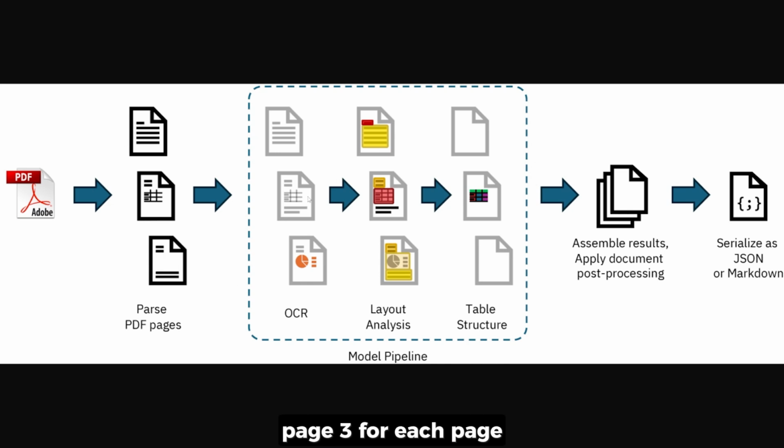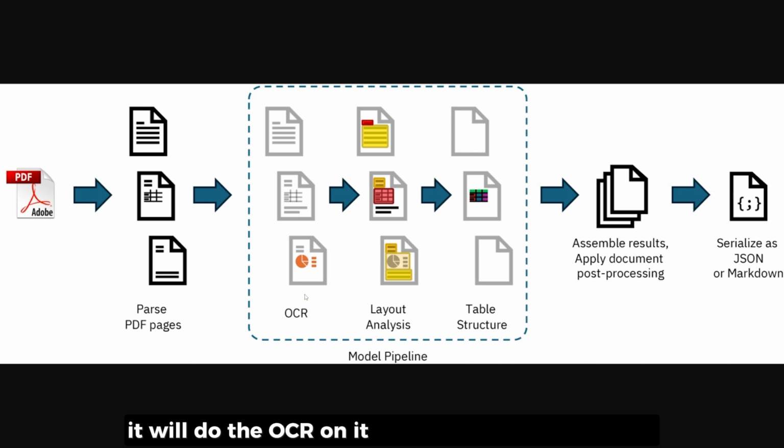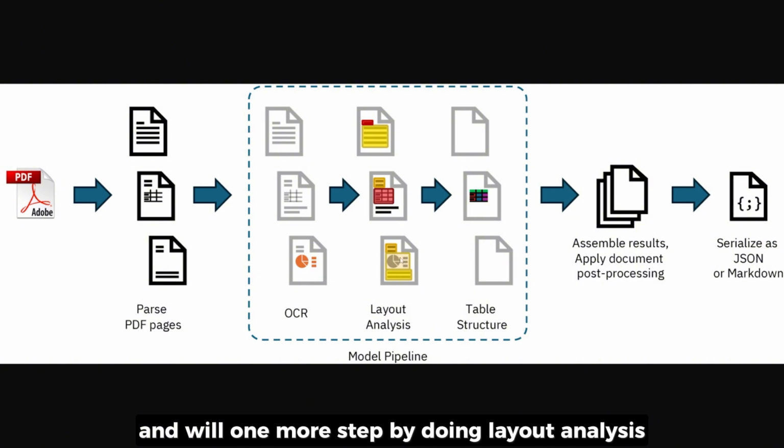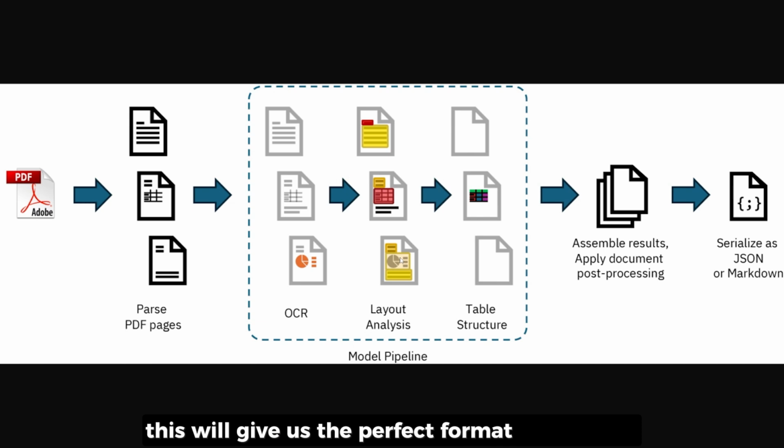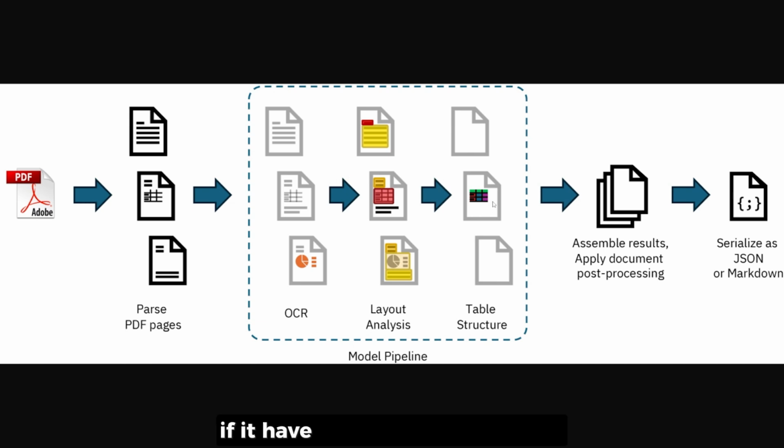For each page, it will do the OCR on it using the EasyOCR engine, and it will do one more step by doing layout analysis. This will give us the perfect format for the text as markdown. And as you have seen, if there is a table inside an image, it will keep the same table structure that it has inside the PDF. Then it will combine all the stuff and give us the result as a JSON or a markdown or a text. This is why this library is amazing.